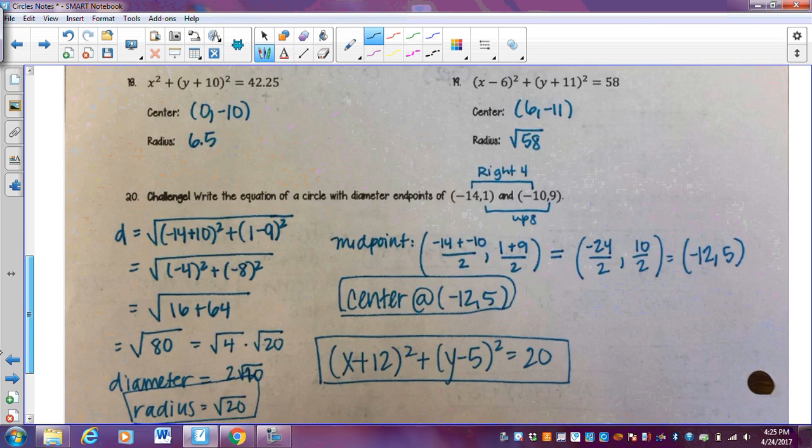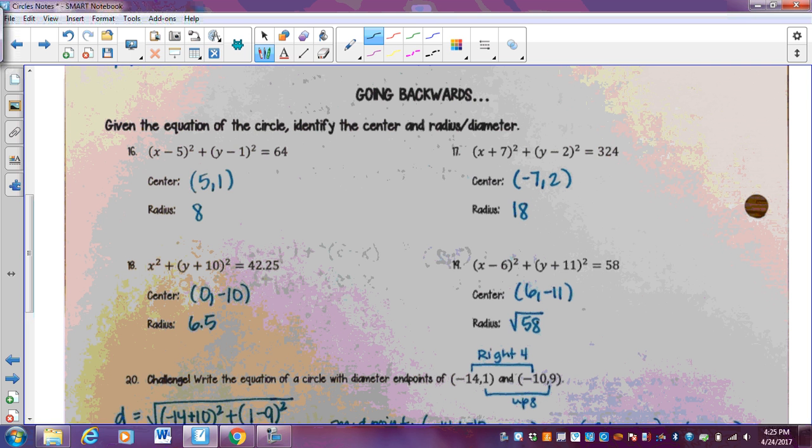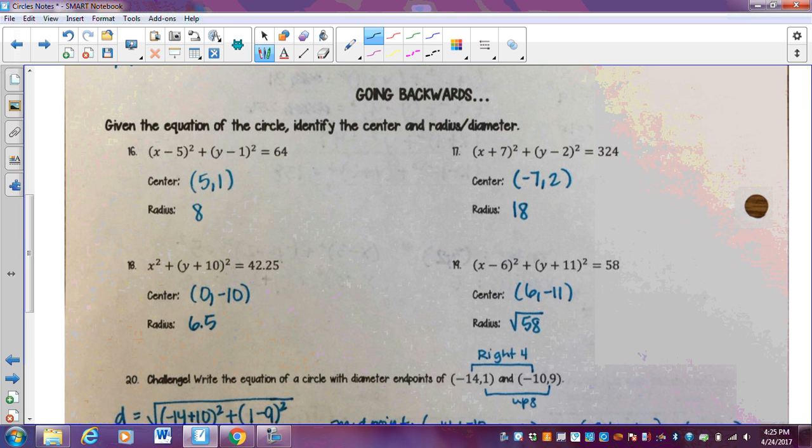And then this next section here is going backwards. So if they give you the equation, what's the center and radius? I guess they didn't ask for the diameter, so what's the center and radius? So number 16, your h value is 5, your k value is 1, and your r value is 8, because you used the formula. So your center is at (5, 1), and your radius is 8.